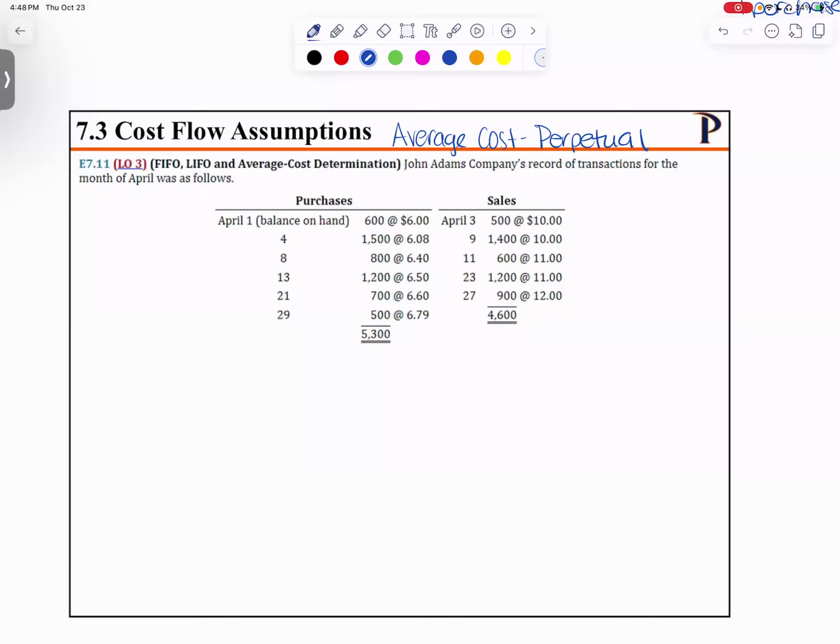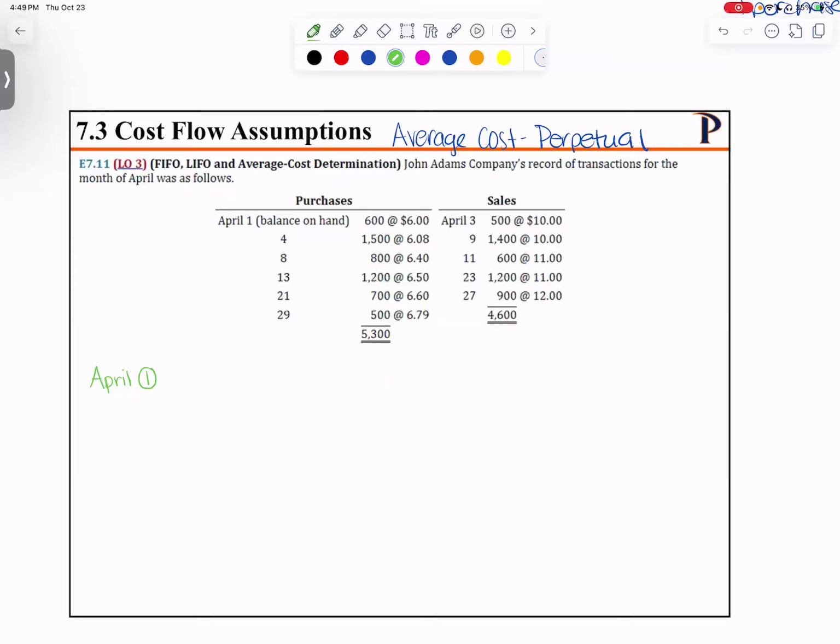This one requires a bit more work. So I recommend doing this as systematically as you can to avoid making mistakes, so working slowly. I like to use different colors. When I'm recording a purchase, I'm going to use green, and then I like to record any reductions of our inventory, so any sales, in a different color.